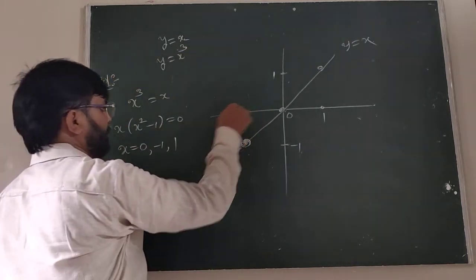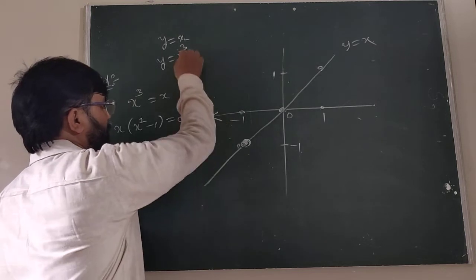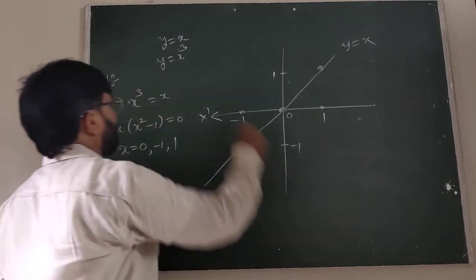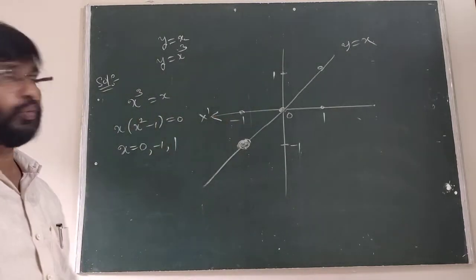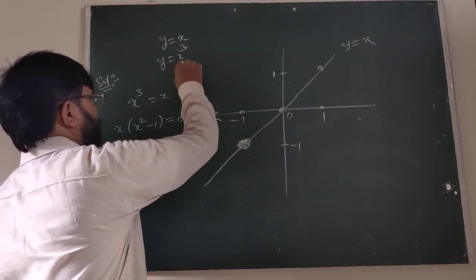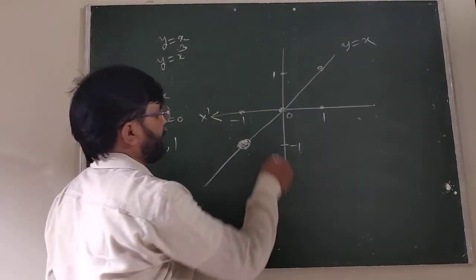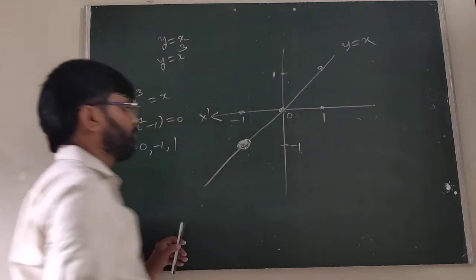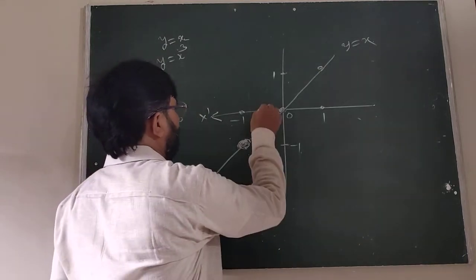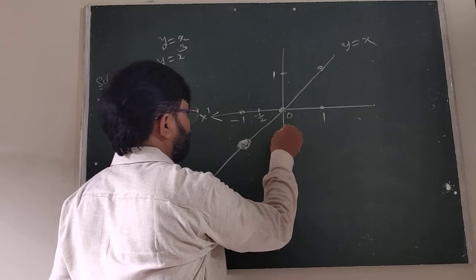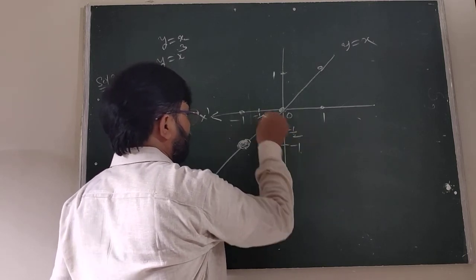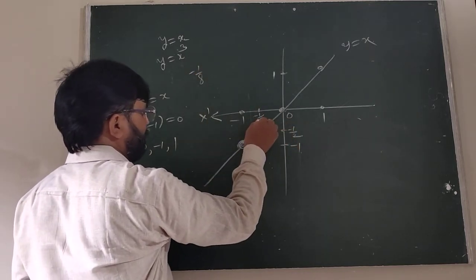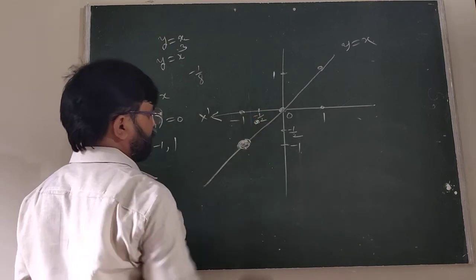Now draw the graph of y equal to x cube. When we take x equal to minus 1 whole cube, y is also minus 1. Dear students, when we take x equal to minus 1 by 2, minus 1 by 2 whole cube is minus 1 by 8, that is minus 0.125, approximately minus 0.1. Undoubtedly we got this one. Okay students, now 0, 0.